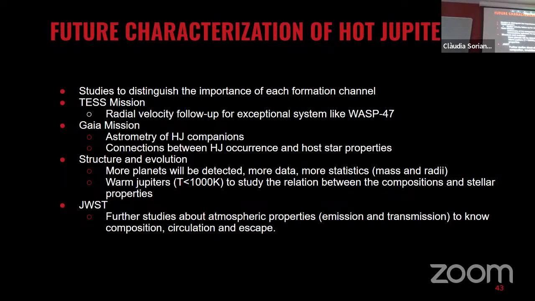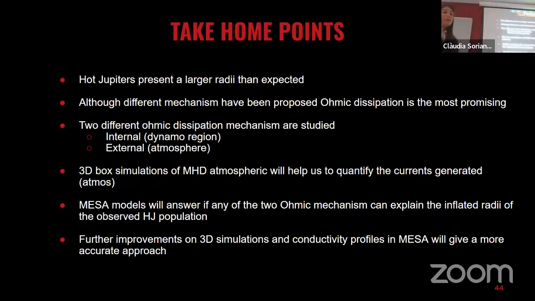And yeah, one of the most important things in hot Jupiters is the James Webb telescope that will give a lot of information about atmospheric properties, so composition, circulation, scale. So these missions will be really important to improve the knowledge that we have nowadays of hot Jupiters, but also of exoplanets. Yeah, so these are the take-home points, basically. So that's all.